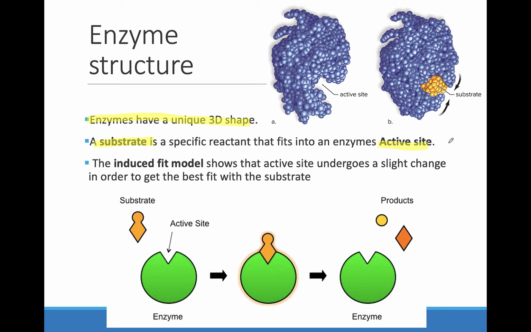When a substrate binds to the active site, the active site changes shape very slightly. This is called the Induced Fit Model. This change in shape holds on tight to the substrate to get the best fit between the substrate and the active site. Once the reaction is complete, the enzyme releases the substrate, which is now the product of the reaction. The active site returns to its original state, and now the enzyme can be used to do that reaction again.